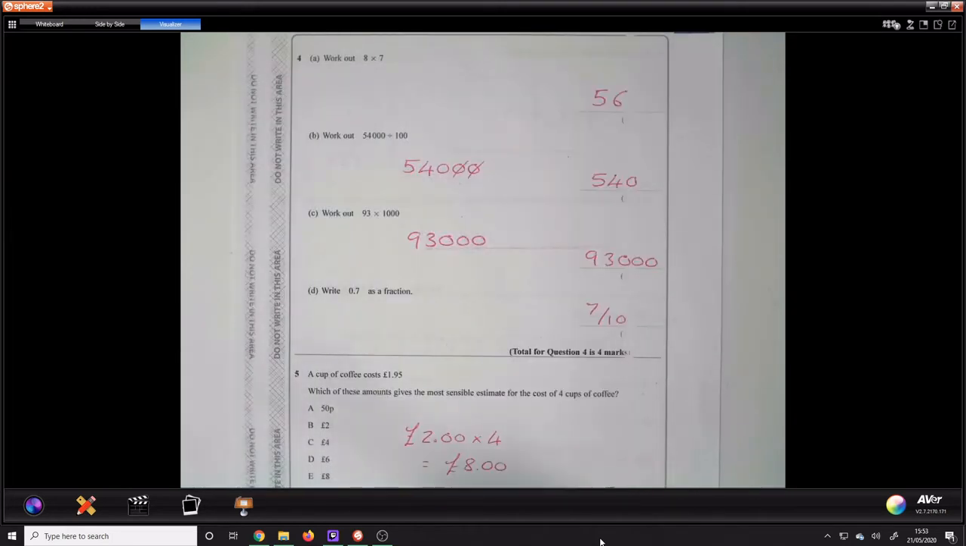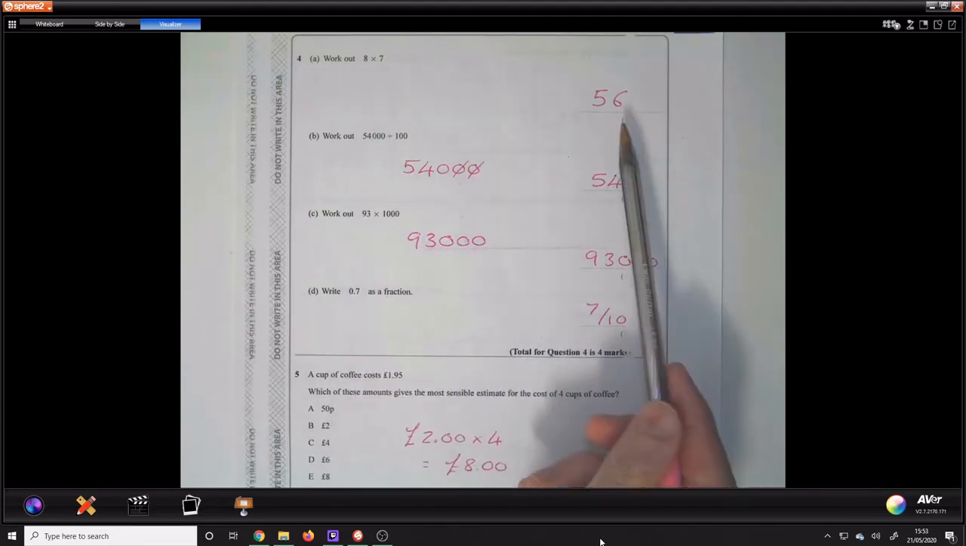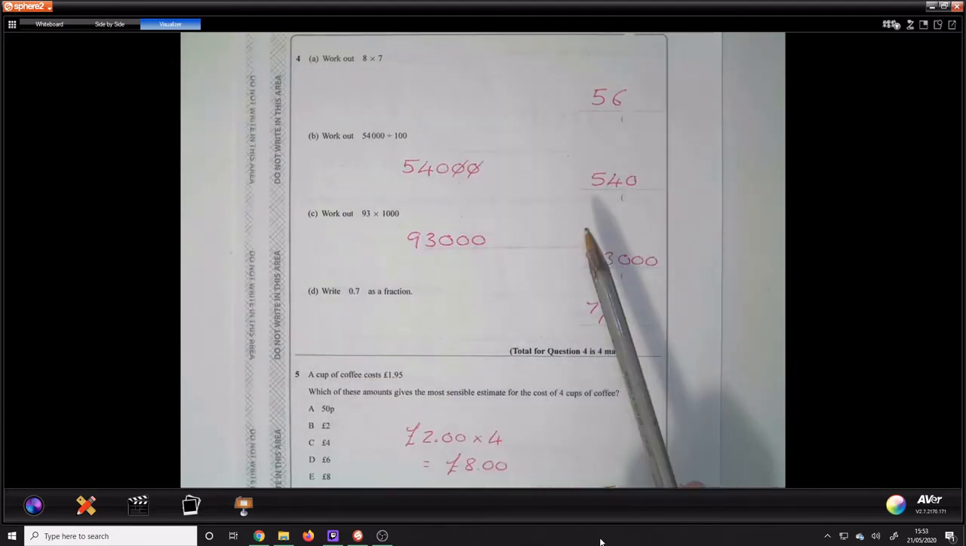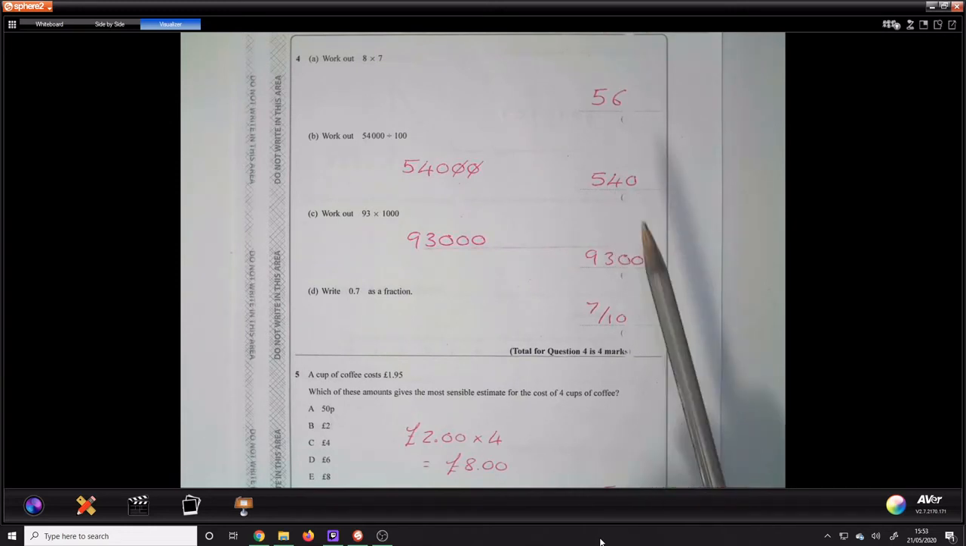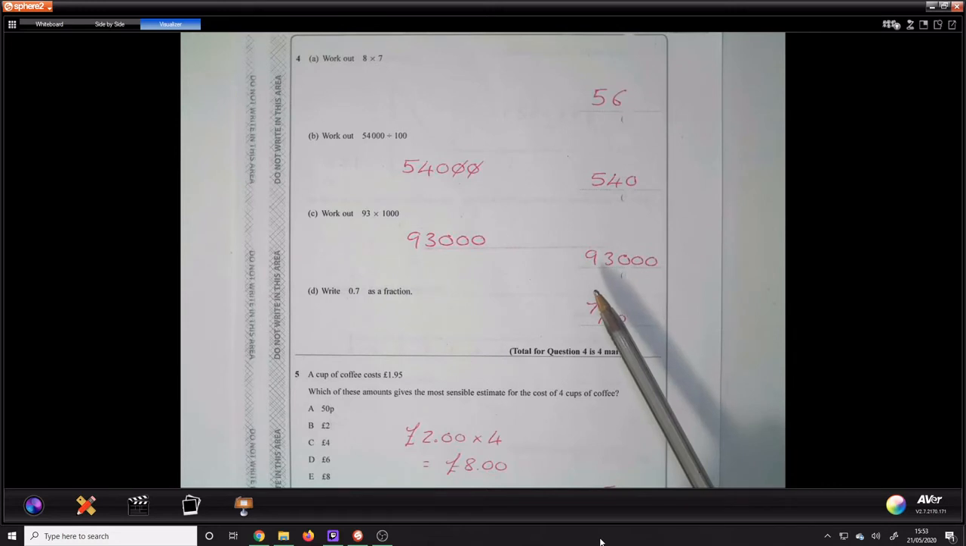Okay, question 4. 8 times 7, 56. 54,000 divided by 100 is 540. 93 times 1,000 is 93,000, so 93 and 3 zeros. And 0.7 as a fraction is 7/10.